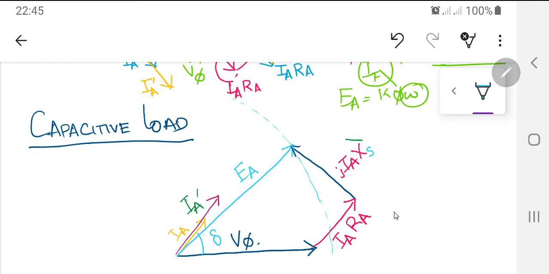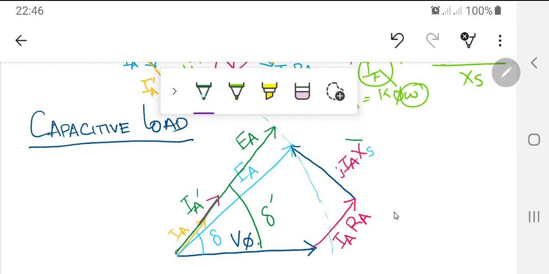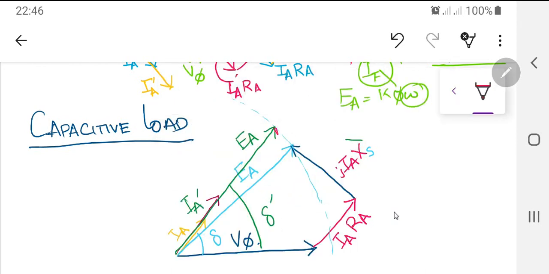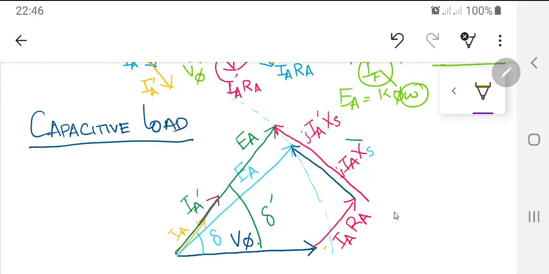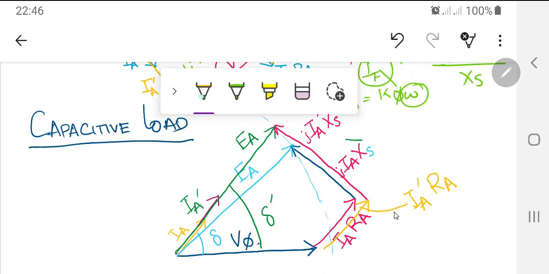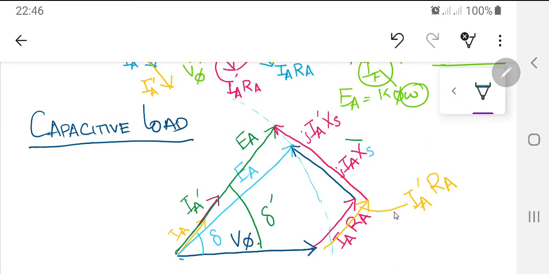Now the only way you can have a larger length of JIA axis, or actually IA dash axis, is this, that you are going to increase the length of EA, the angle of EA, in such a way that you increase it up till this point. So now the angle has changed from delta to delta bar. The value or magnitude is still the same, and now this time you have, let me draw with another color, like this. So this is my JIA bar axis, and then with the other color over here, this is my IA bar RA.